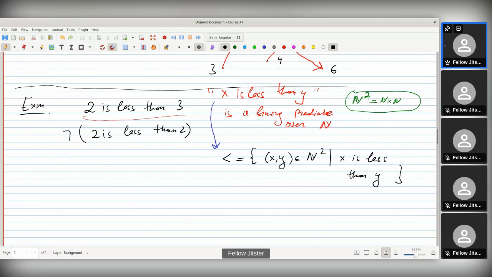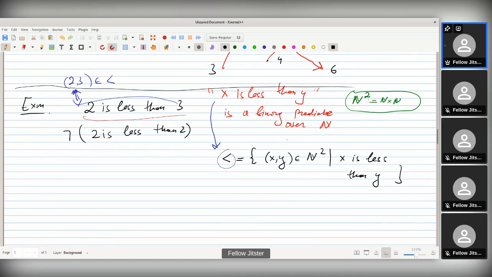So now we have defined our predicate as a binary relation. Instead of saying that 2 is less than 3, we can equivalently say that 2, 3, this pair, belongs to the binary relation less than. Is this idea clear? I have not defined anything new. I have just given you some other perspective.